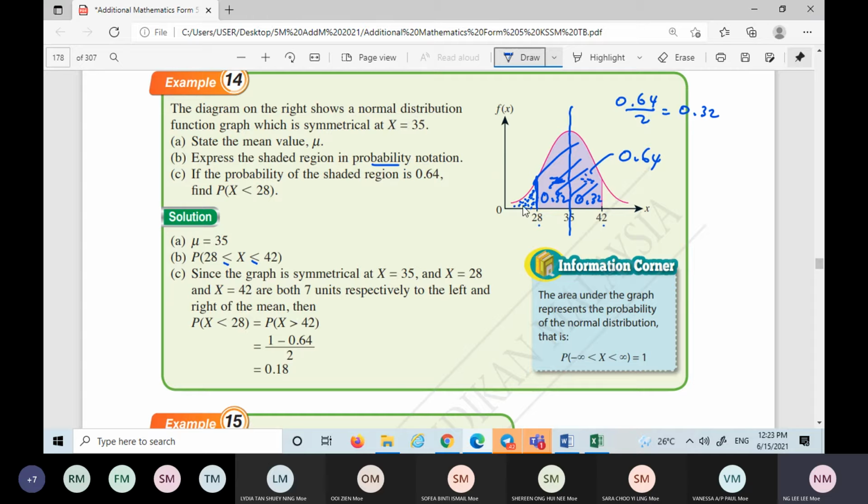So now they're asking the dot dot dot one. How big is this area? You know already from here to here is half of the bell, so it's 0.5. It means here and here altogether is 0.5. So you just get 0.5 minus 0.32. Then your answer is 0.18.